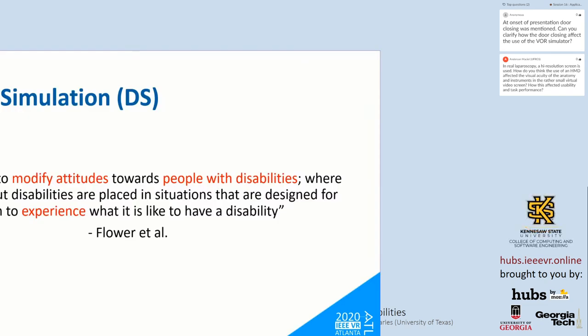According to Flower et al., disability simulation is an approach to modify attitudes towards people with disabilities. In a disability simulation, people without disabilities are placed in situations that are designed for them to experience what it is like to have a disability.